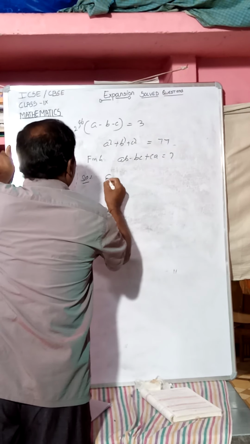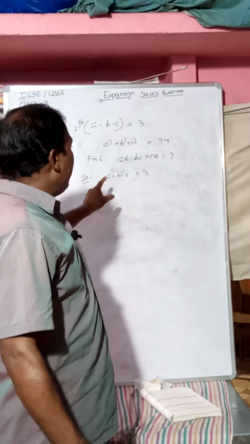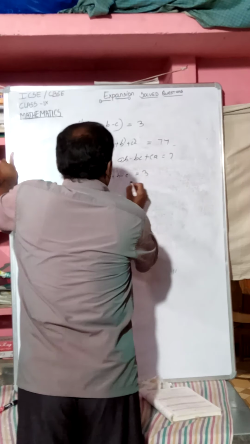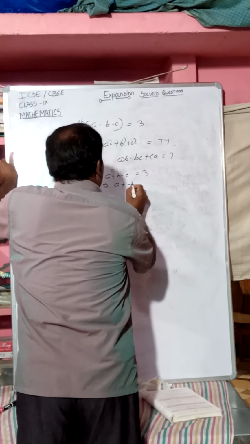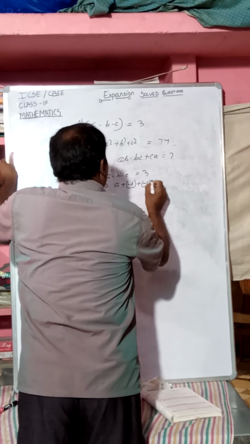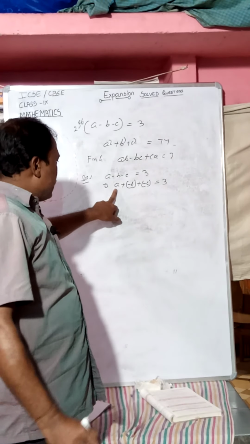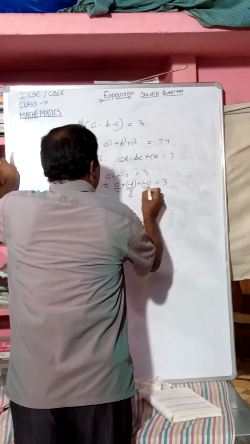Our given point is a minus b minus c is equal to 3. But we know a plus b plus c, and here it is given a minus b minus c. Now turn into plus, which implies a plus (minus b) plus (minus c) is equal to 3. So this is x, this is y and this is z.